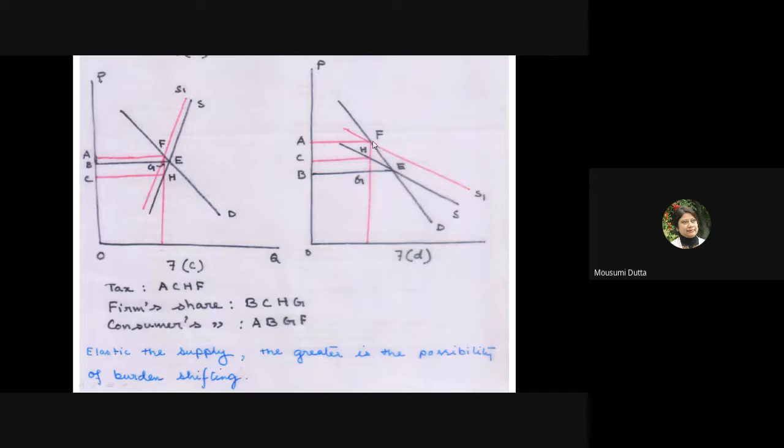Okay, sorry, the total loss in consumer surplus is given by FABE. When equilibrium shifts from E to F, the loss in consumer surplus is given by FABE.